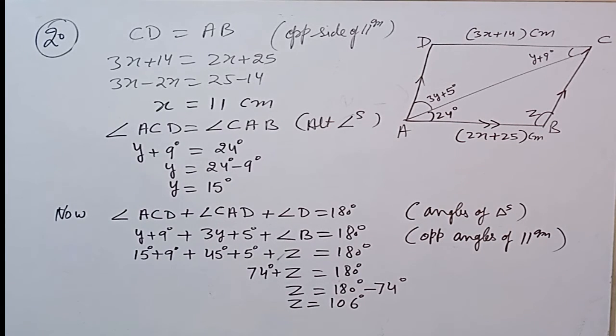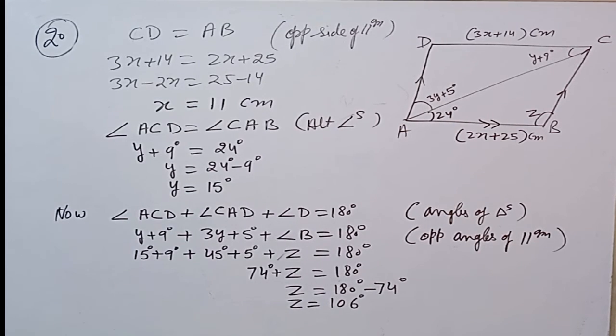Now we will find the value of y. So how is angle ACD equal to angle CAB? Because they are alternate angles. So y plus 9 equal to 24 degree, or y equal to 24 minus 9. Plus 9 will go from left to right and will be subtracted from 24, that will give you 15. So y equal to 15, the second unknown value we got.